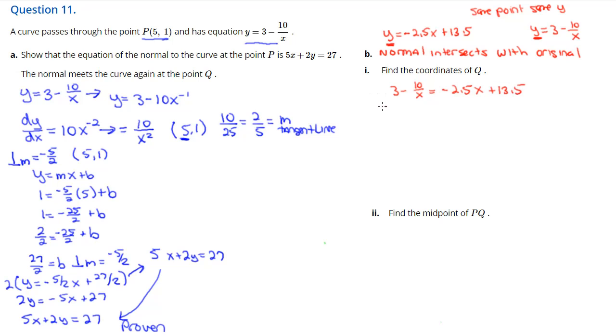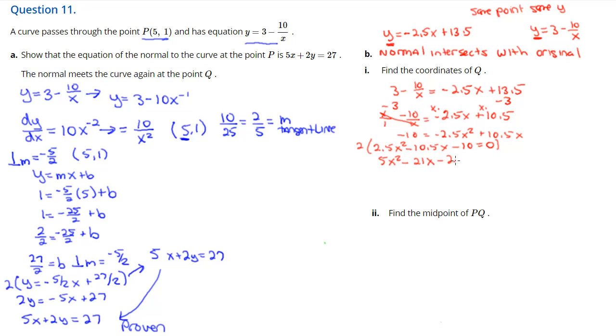Well, now all we're going to do is get the x by itself. First thing I'm going to do is subtract the 3 on both sides. And then I see this pesky fraction, so to get rid of it I'm going to multiply everything by x. And what happens is these two x's cancel out, giving me negative 10. And then it's going to equal negative 2.5x squared plus 10.5x. I see immediately this is a quadratic, so I try to make the square term positive, get everything on one side, and make it equal to 0. I really don't like this 2.5, and I can fix that by multiplying everything by 2. So then I get 5x squared minus 21x minus 20 is equal to 0.